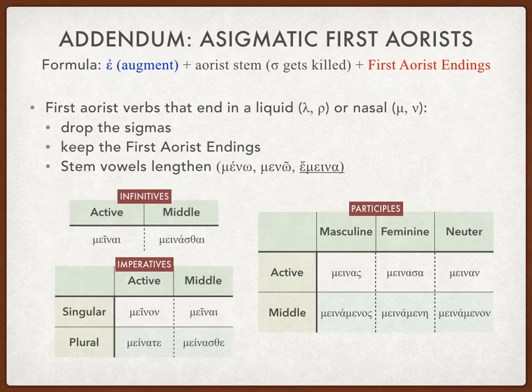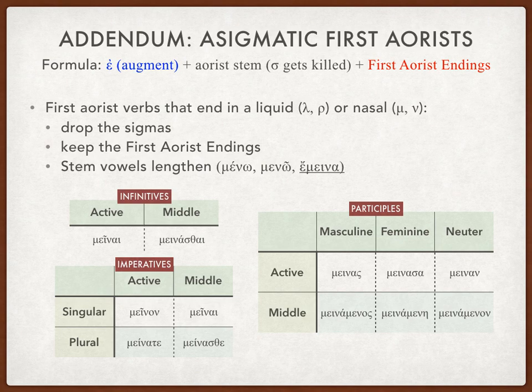All you need to know with first aorists in the asigmatic form is that this is also going to carry over to the infinitives, participles, and imperatives, but you're using all the same endings. So for example, the infinitives are going to be meinai and meinasthai. There's just no sigma in there because it's a liquid stem. Even the imperatives, meinon and meinai, or in the plurals, meinate and meinaste, should be pretty easy to identify because you can tell it's aorist because it has alphas in some of the endings. And even though it doesn't have the sigma in there, it's still pretty clear that it's in that past tense.